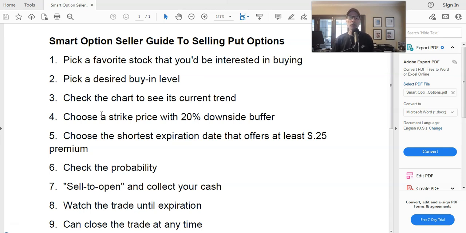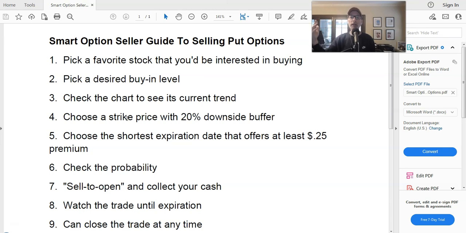Now, here's where we get into some of the technical factors. What strike price should you choose? If you're not sure what your buying level would want to be, how do we choose the strike price? When you trade options, you have to choose a strike price. Okay, so how we pick the strike prices is we always want to make sure we have a 20% buffer between the current price of the stock and the strike price that we choose. So if the stock's at $100 a share, a 20% buffer would be $20. So we'd be looking at the $80 strike. Okay, that's a 20% buffer.